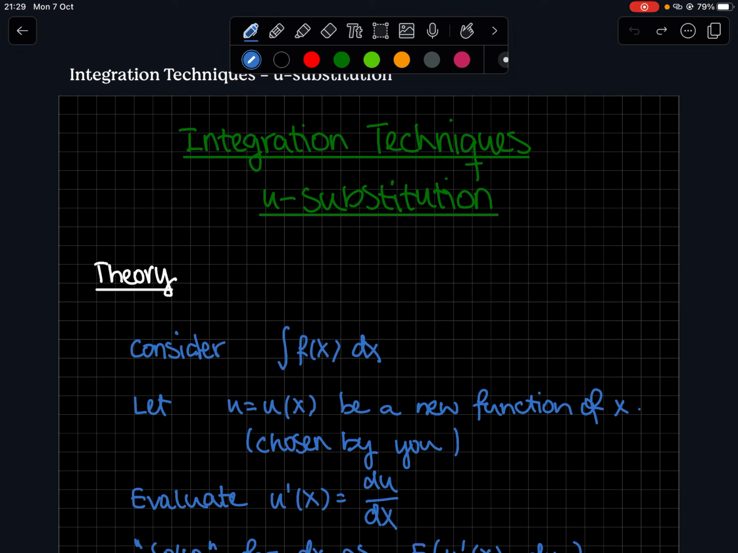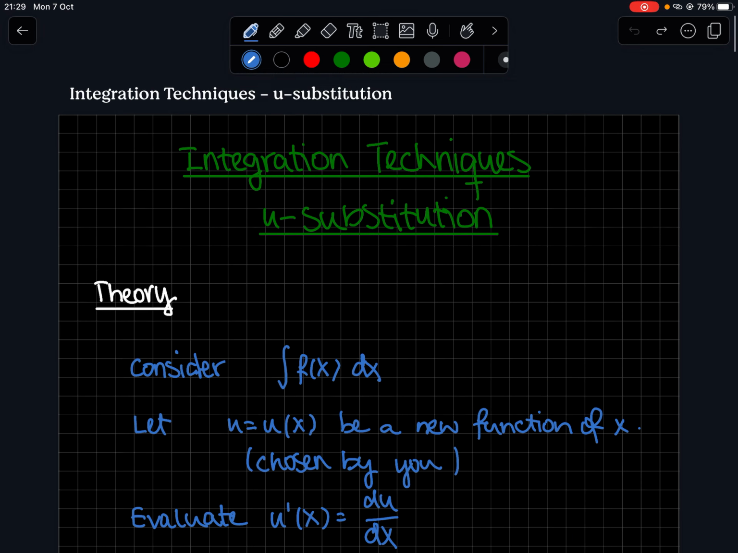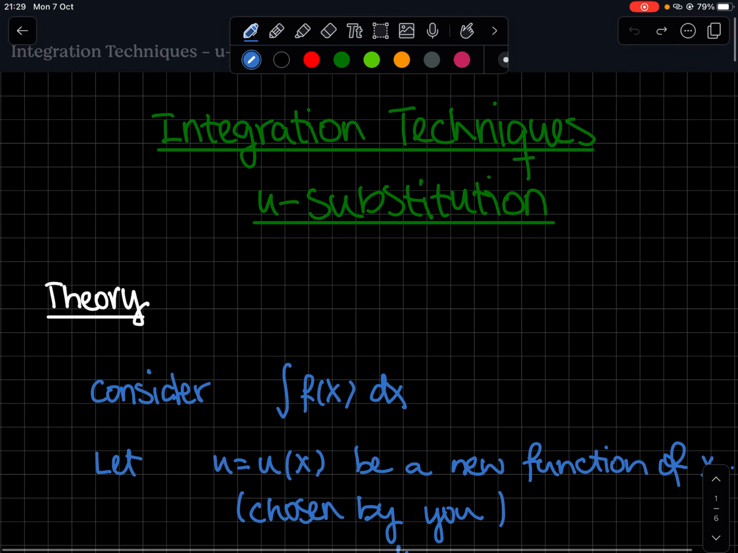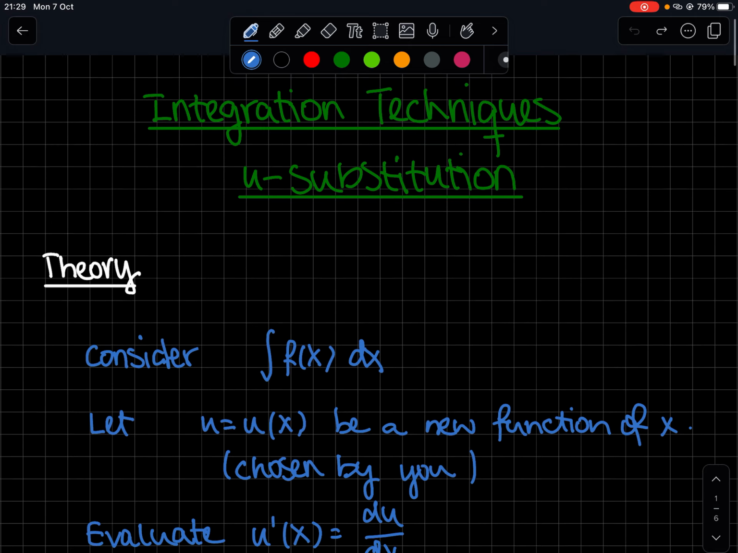It's good to have a solid foundation in order to be well enough prepared to learn U-substitution, and yeah, it's very useful. So let's get into it.